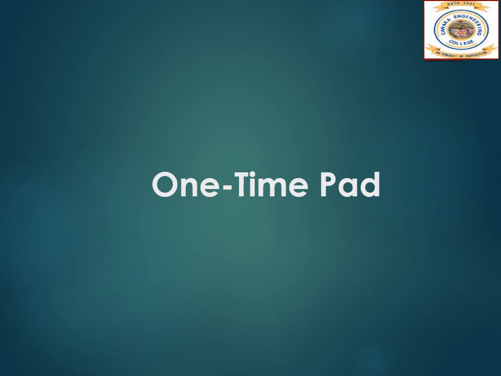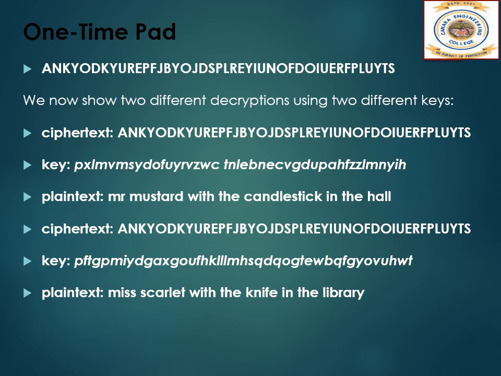Such a scheme, known as a one-time pad, is unbreakable. It produces a random output that bears no statistical relationship to the plain text. Because the ciphertext contains no information whatsoever about the plain text, there is simply no way to break the code. So, let us take an example to understand how this works.